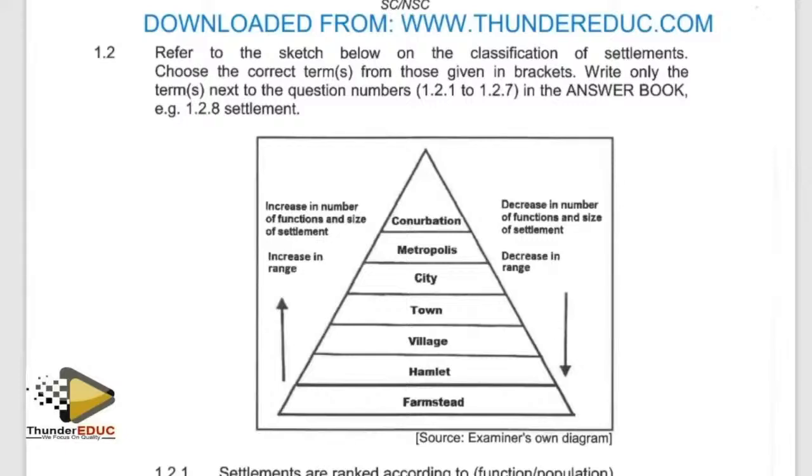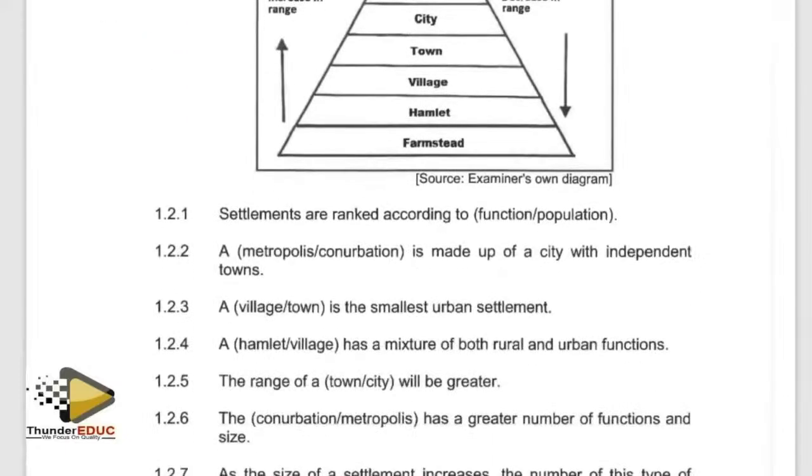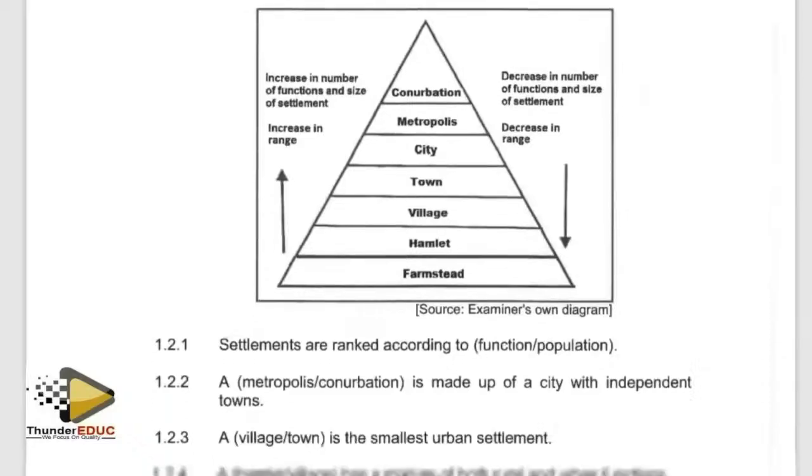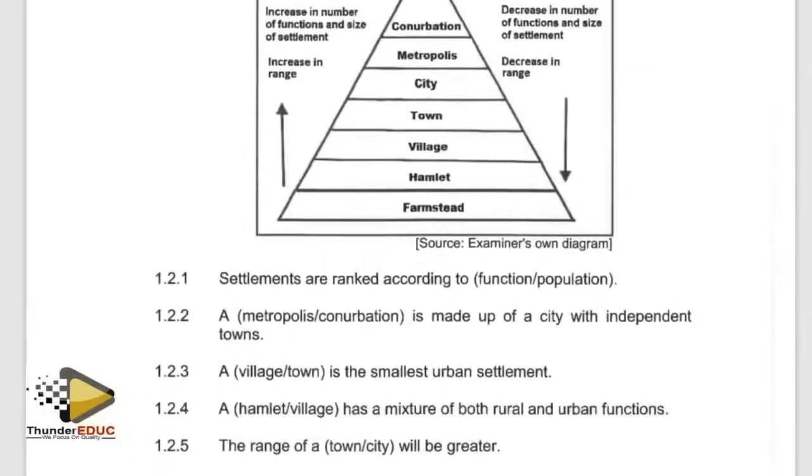Okay. Let's look at the questions. 1.2.1, settlement ranked according to function or population. When you look at that settlement, it's basically according to the function. What do they offer? Because when you say a settlement is according to population, is it looking at the population anyway? So this way, we look at the function. Remember, rural is unifunction and the other one is multifunction. So the answer is that one.